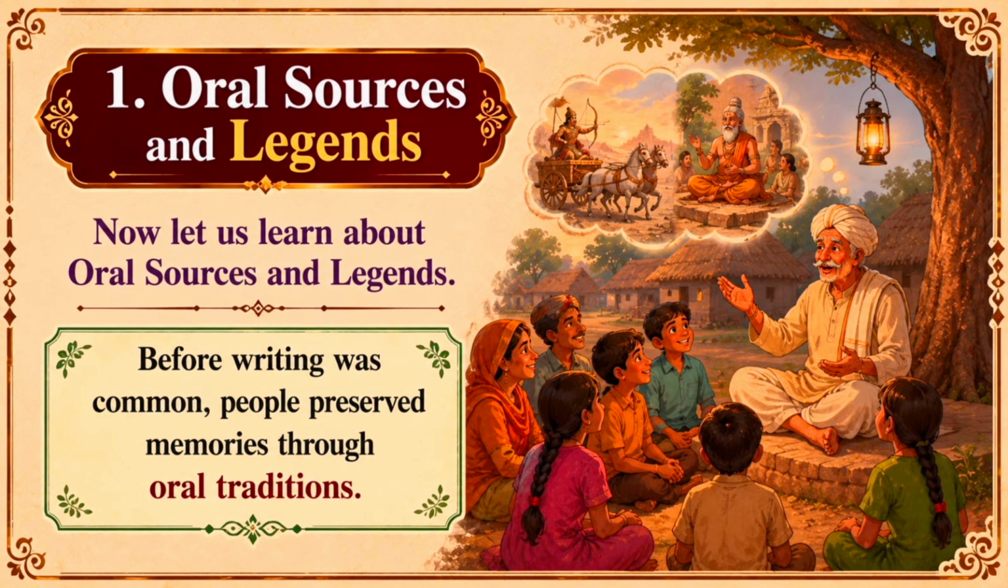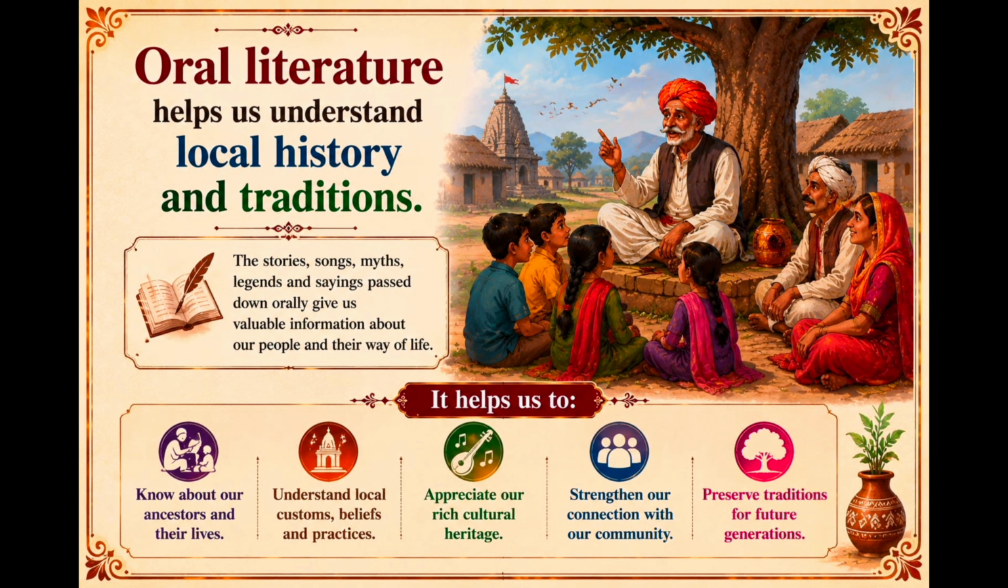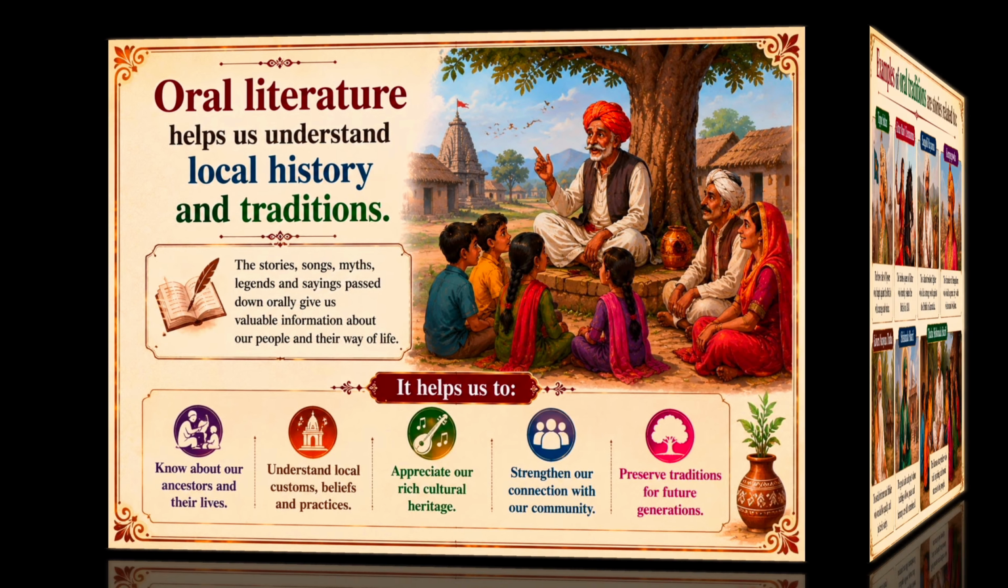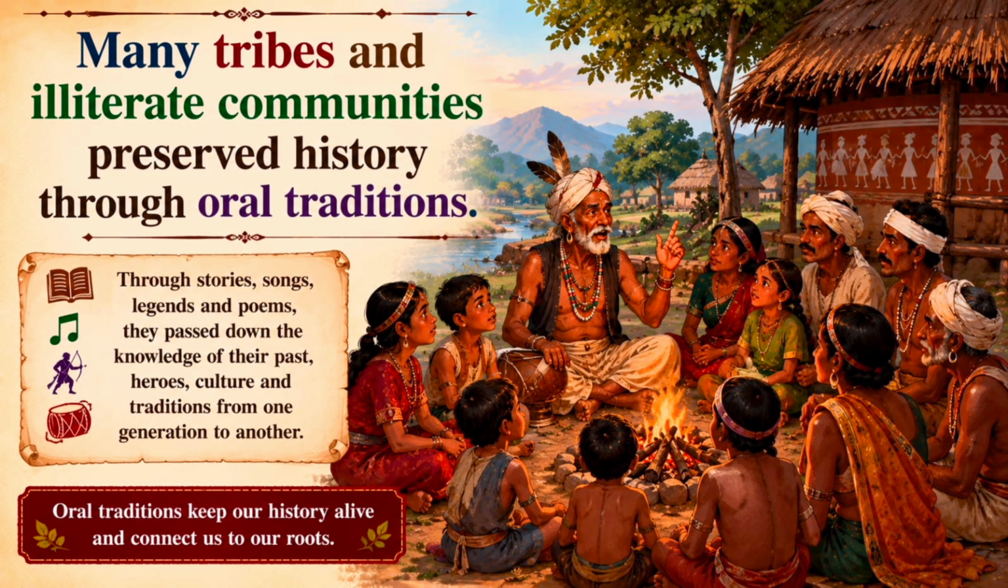Oral sources and legends. Now let us learn about oral sources and legends. Before writing was common, people preserved memories through oral traditions. Stories, poems, songs and ballads were passed from one generation to another. These are called oral sources. Oral literature helps us understand local history and traditions. Examples of oral traditions are stories related to Tipu Sultan, Kittur Rani Chennamma, Sangolli Rayanna, Kempe Gowda, Kaivara Narayana Tata, Shishunala Sharifa. Many tribes and illiterate communities preserved history through oral traditions.